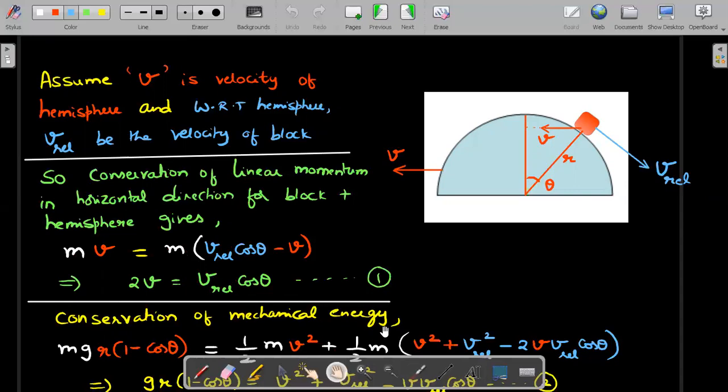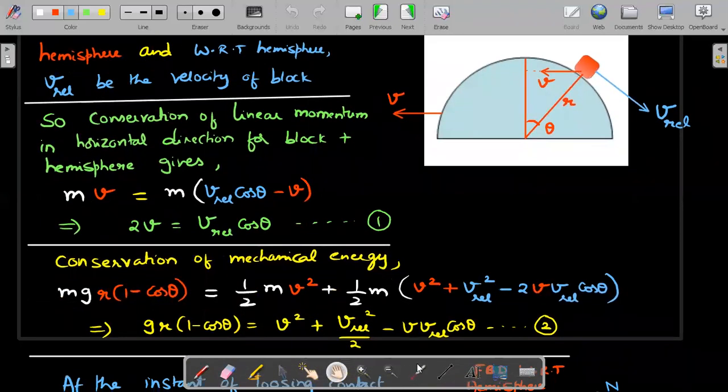Next, the important concept that would be applicable, especially because friction is not there both at the floor and between the block and hemisphere, is the conservation of mechanical energy. You can see the block actually comes down, and therefore there's a loss in potential energy, given by the small vertical height that it comes down. How much is that height? R into 1 minus cos theta. You can see this is r cos theta, so this small fall would be r into 1 minus cos theta.